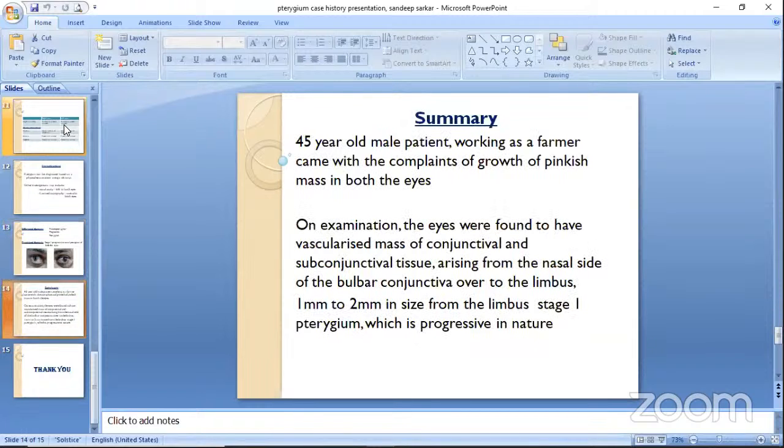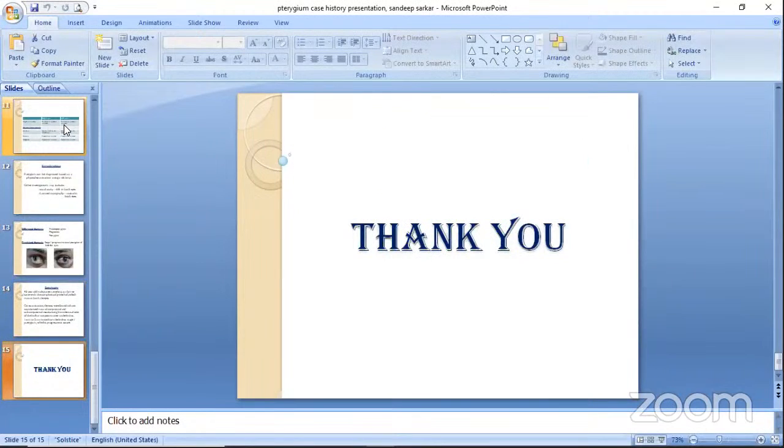Summary: a 45-year-old male patient working as a farmer came with a complaint of growth of pinkish mass in both the eyes. On examination, the eyes were found to have a vascularized mass of conjunctival and subconjunctival tissue arising from the nasal side of the bulbar conjunctiva over to the limbus, 1 mm to 2 mm in size from the limbus, stage 1 pterygium, which is progressive in nature. Thank you.